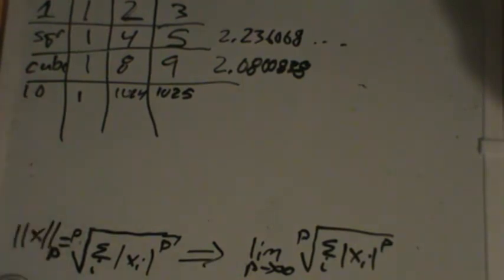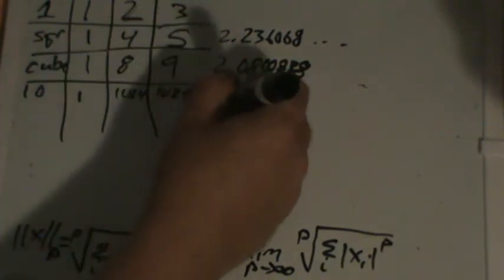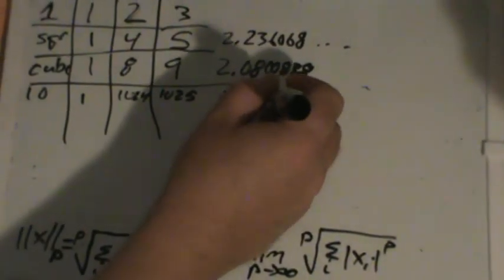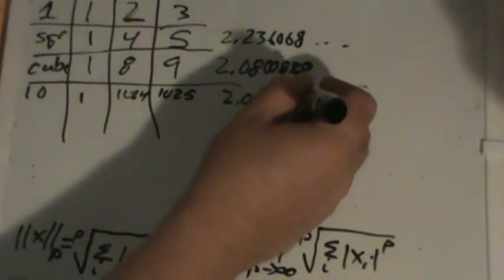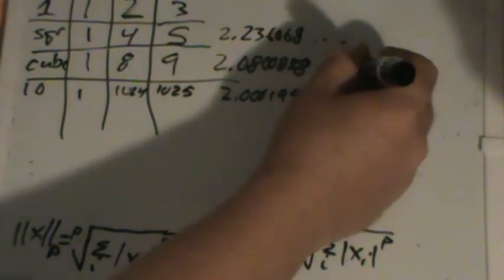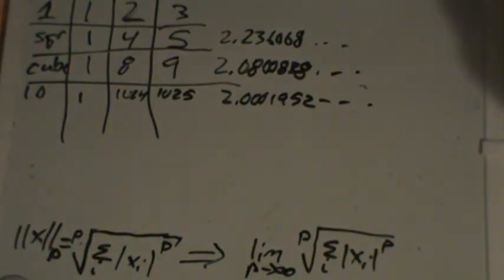What happens when I have the 10th root? So I want 1025 raised to the 0.1. And now I've got 2.0001952... dot dot dot. There's more digits past there. I'm just writing enough to give you the idea of what's going on here.